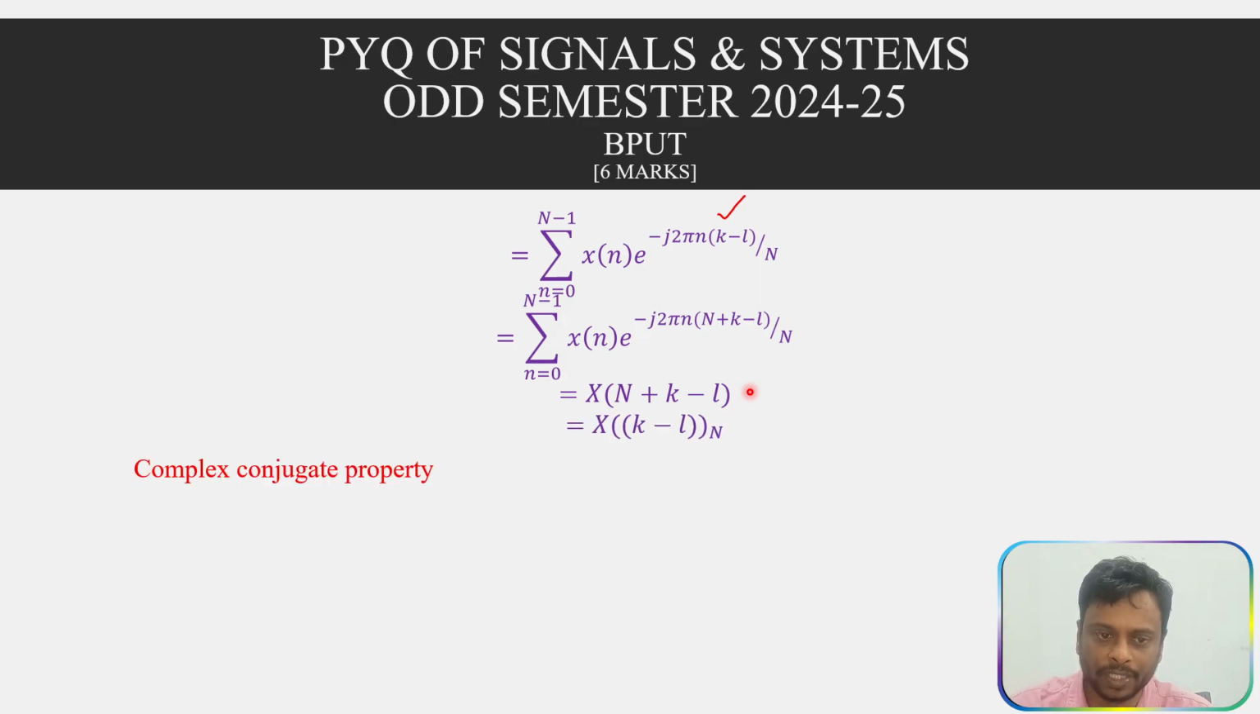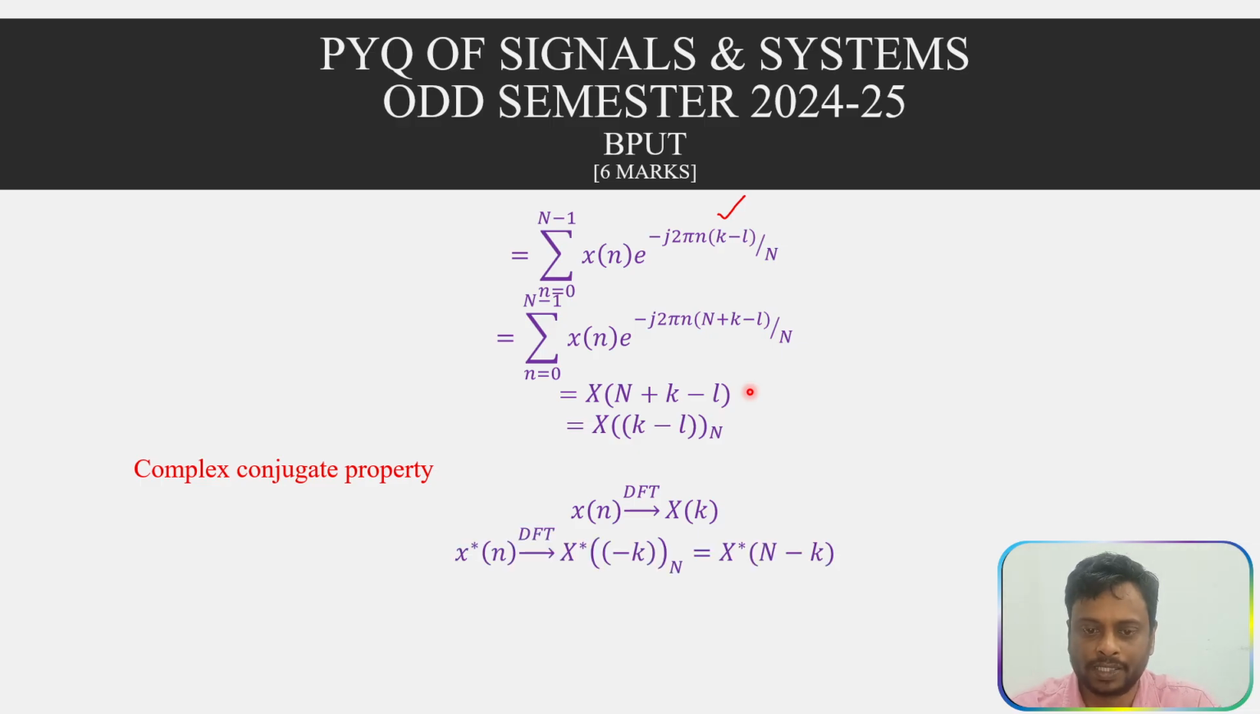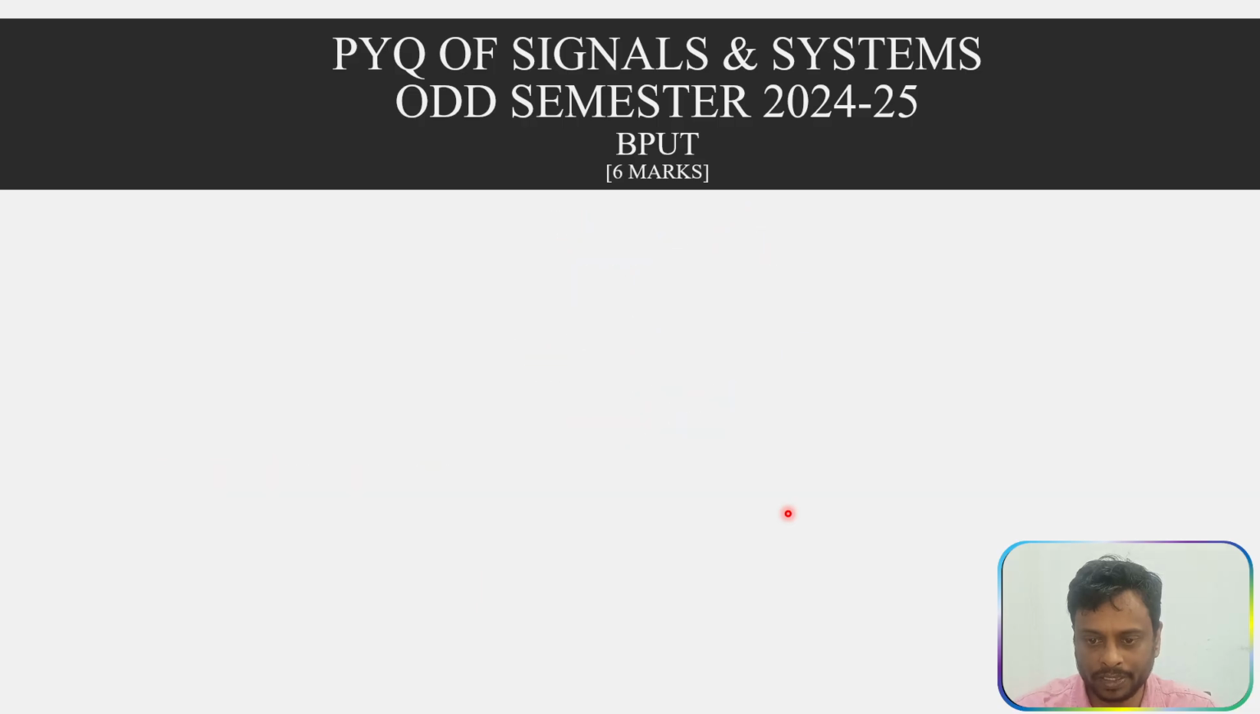Then we have the complex conjugate property. So x of n, the DFT is x of k. Then x star of n, the DFT is x star of minus k mod n, that will be x star of n minus k. So let us prove this.